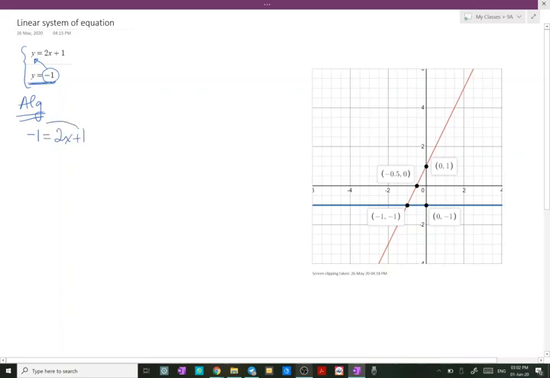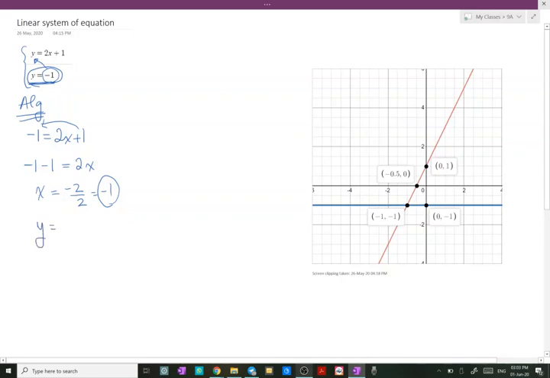If I take the 1 to the other side, I would have minus 1 minus 1 equals 2x. Therefore x is equal to minus 2 over 2, which is equal to minus 1. Now I don't really need to take the minus 1 and replace it in the first equation to get y, because the value of y is already given to us.